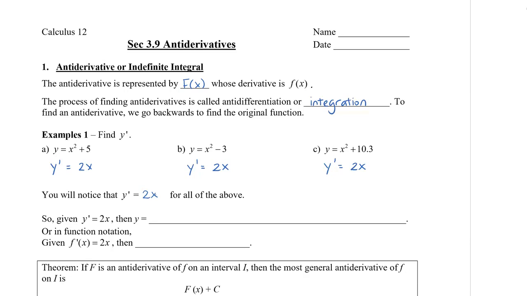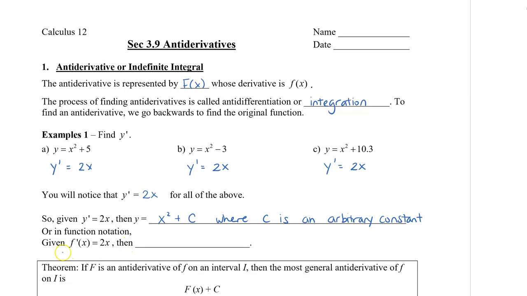However, if I give you y prime equals 2x, I could say that y is equal to x squared plus any different value of numbers. We can have 5, negative 3, it could be anything. So what we use is the letter c to represent this constant. And we call it an arbitrary constant because it can be anything.